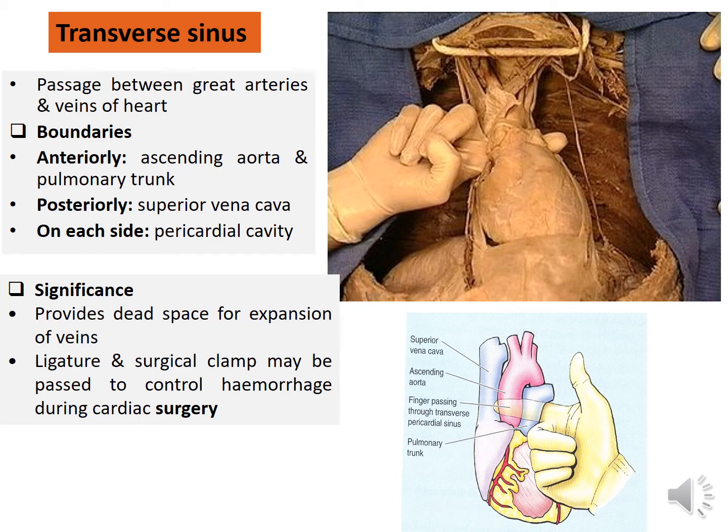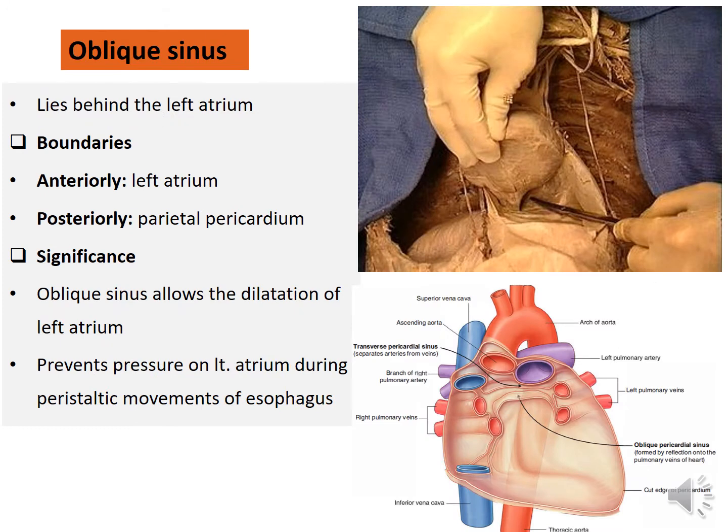Now we will move on to the other sinus that is located in the pericardium. That is your oblique sinus. I will explain this in the next slide. Here I will show you the oblique sinus. The oblique sinus can be located after lifting the heart. So here the heart is lifted to locate the oblique sinus. Because of the direction of this space, it is called the oblique sinus. And where exactly is it present? It is present just behind the left atrium. What are the boundaries of this space?